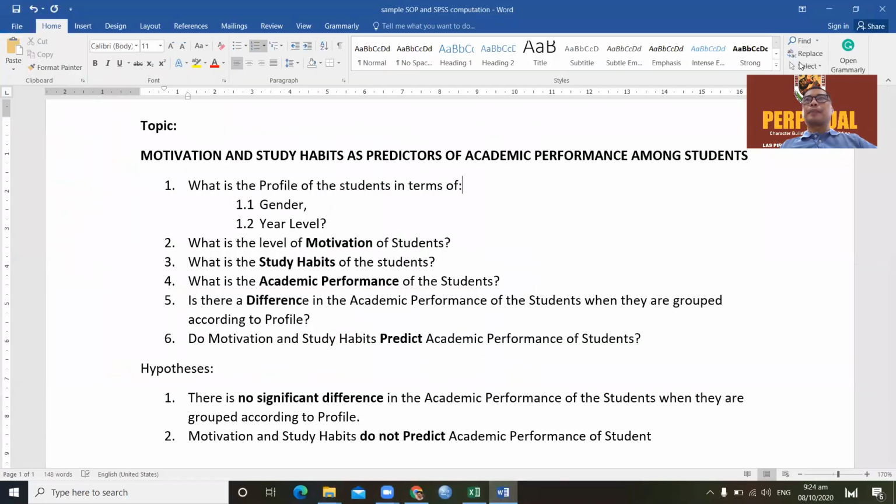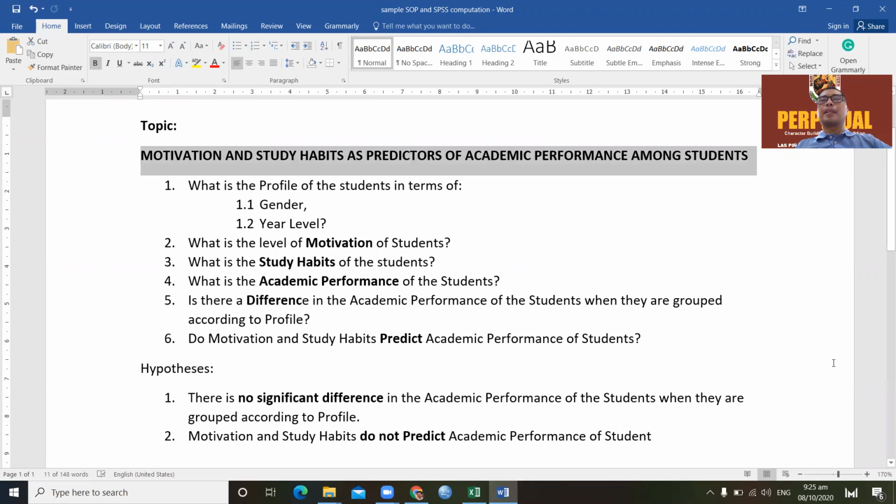So say for example, your research topic is motivation and study habits as predictors of academic performance. The paradigm of this would be cause and effect, so your general methodology is quantitative. Specifically, it's a causal relationship between the variables motivation and study habits versus academic performance.